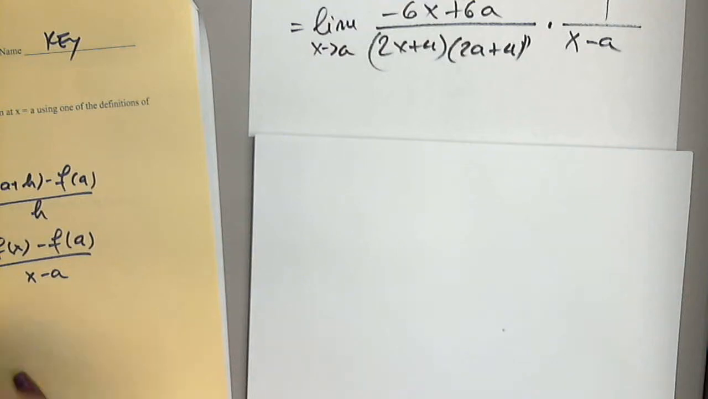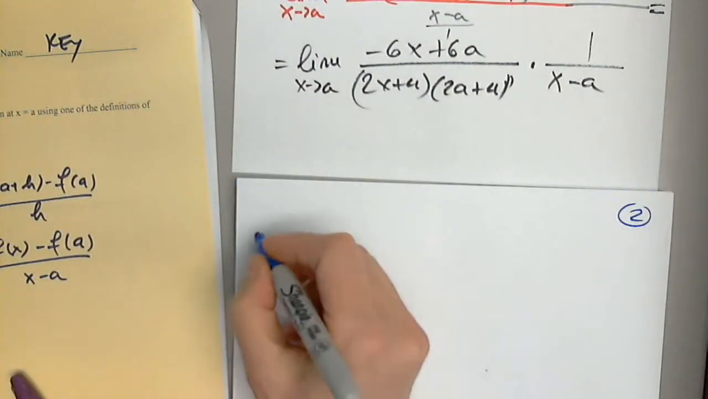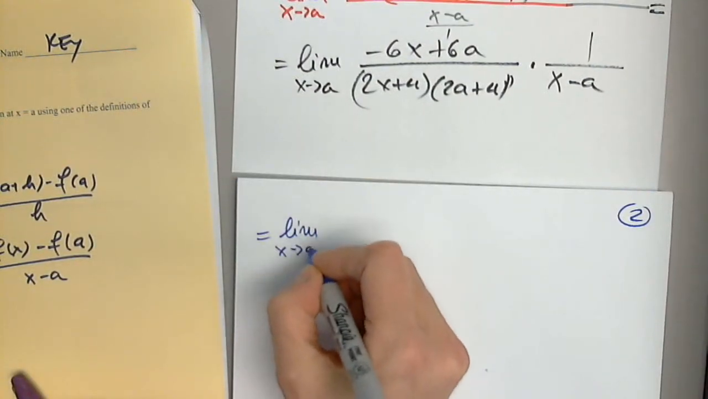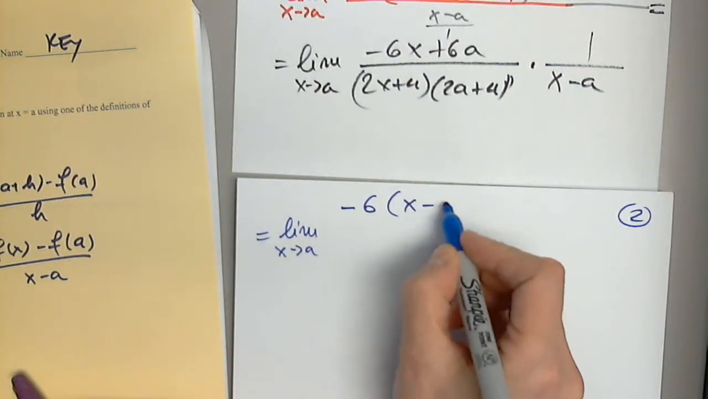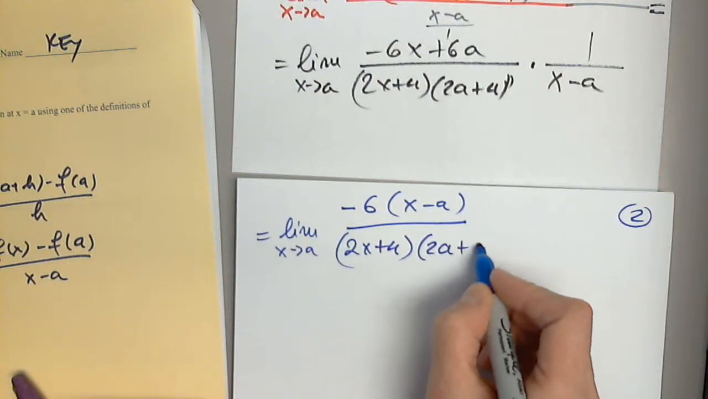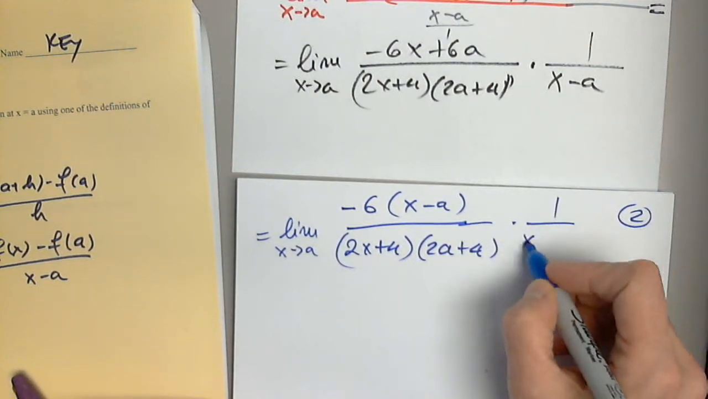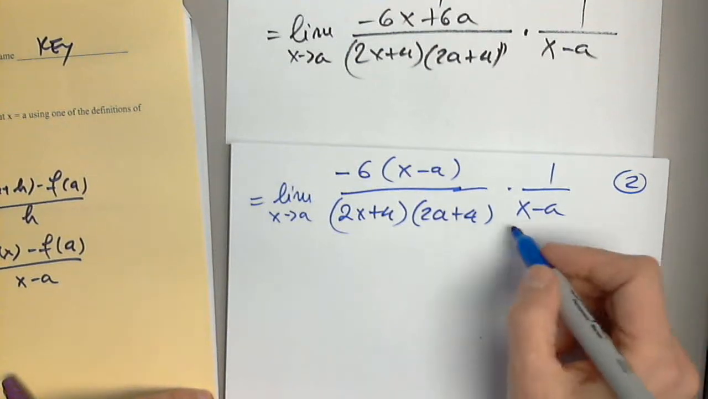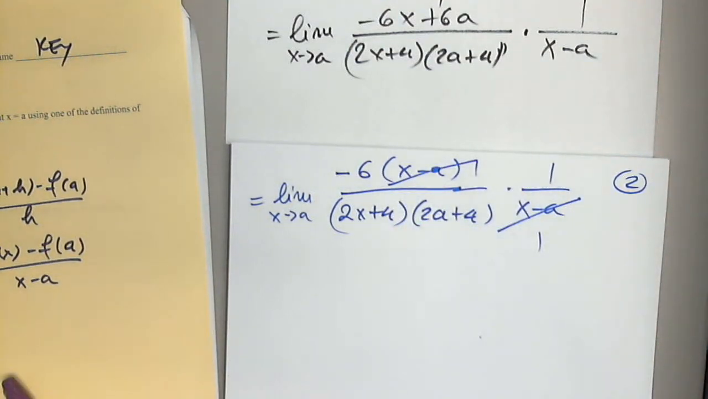Okay, so let's go back. And now I have the limit as x approaches a. I of course factor out negative 6, over 2x plus 4, 2a plus 4, times 1 over x minus a. I can simplify without stating restrictions because I know x cannot be a. Only at this step, I can drop the limit operator. If you drop the limit operator on the way, I can't give full credit. It makes no sense. So please remember that.